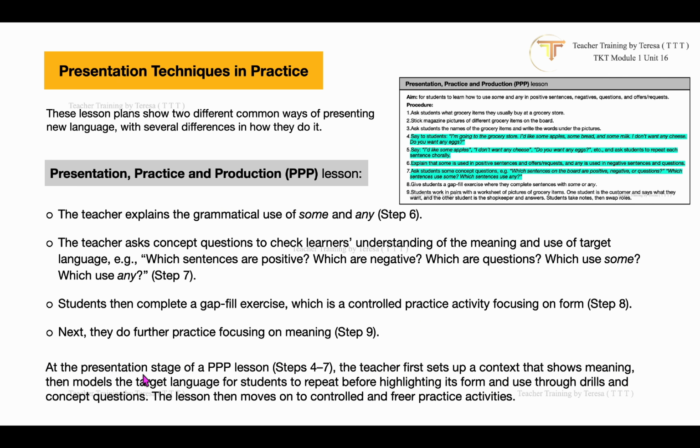At the presentation stage of a PPP lesson, steps 4 to 7, the teacher first sets up a context that shows meaning, then models the target language for students to repeat, before highlighting its form and use, through drills and concept questions. The lesson then moves on to controlled and freer practice activities.